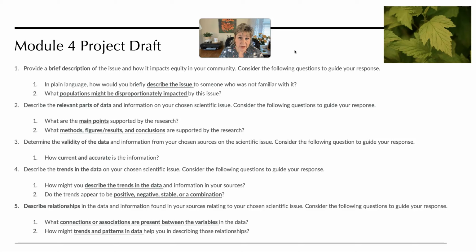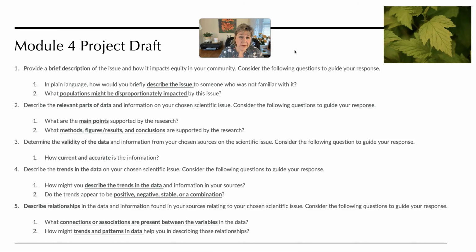If you're looking at climate change and you're going back to the 1960s, that wasn't even a topic on our radar back in the 1960s. But if it's in the last 10 years, yes, absolutely. So how current and accurate? Not just 2025, okay? Describe the trends in the data.